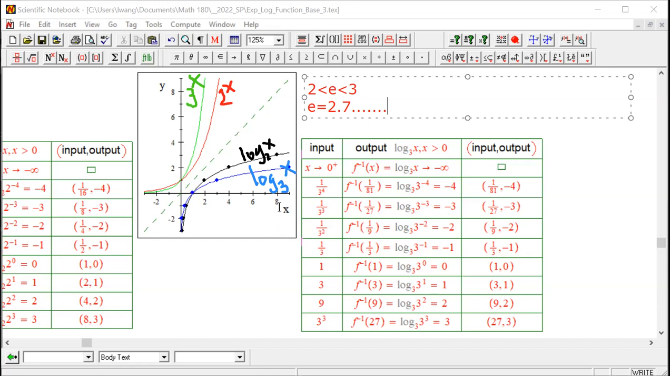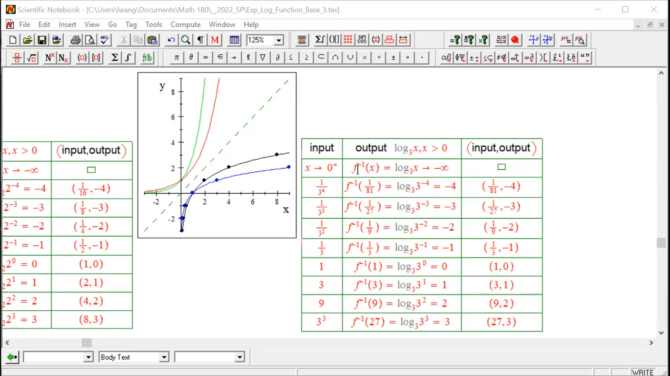So right now you can see for 2 to the power x and 3 to the power x, we're dealing with two pairs here. There is so much similarity. What is more, this is also true. We didn't address that, but it is also true. So when x is approaching 0, the output is approaching what? Negative infinity. So this is still true.